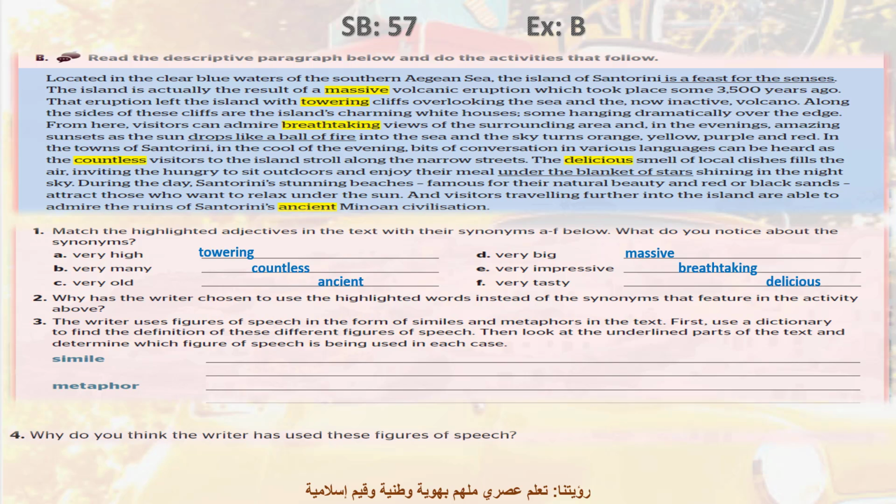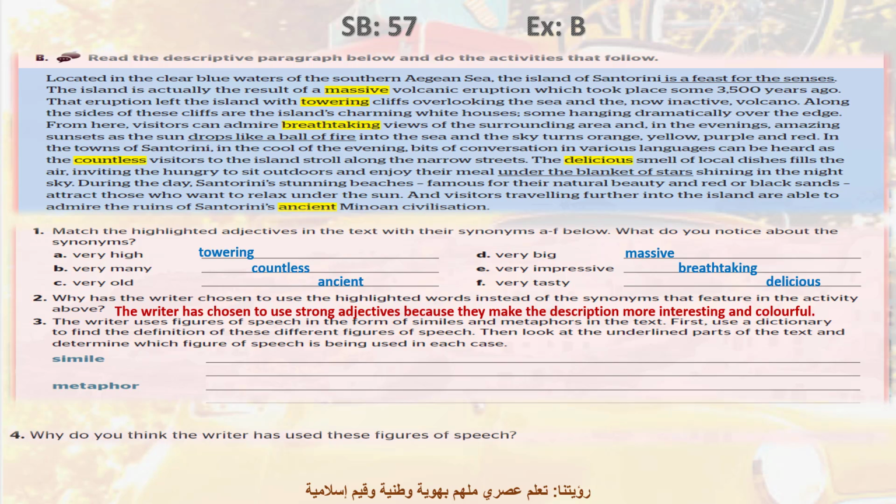Now let's move to question number 2. Why has the writer chosen to use the highlighted words instead of the synonyms that feature in the activity above? I'll help you with this question. And keep it in mind, keep it by heart. The writer has chosen to use strong adjectives because they make the description more interesting and colorful. Instead of saying big, he said massive, for example. Remember?